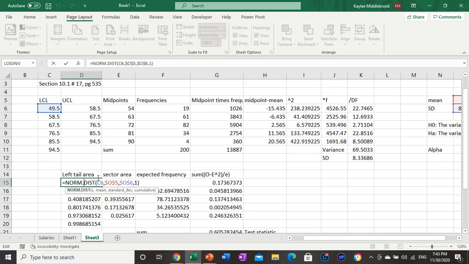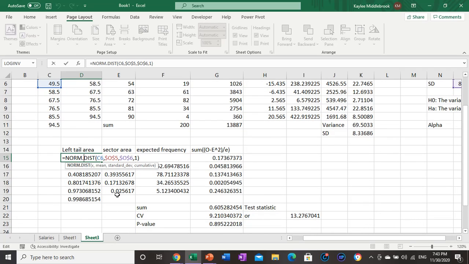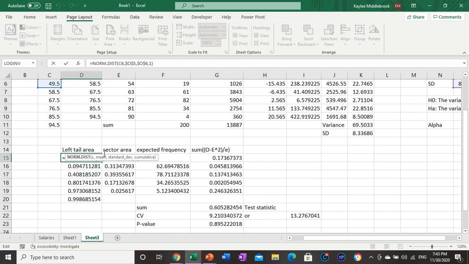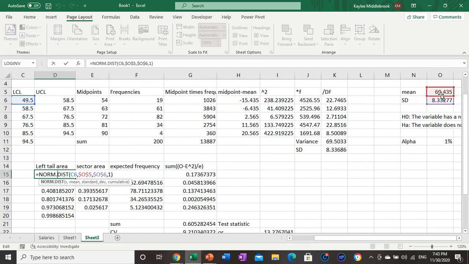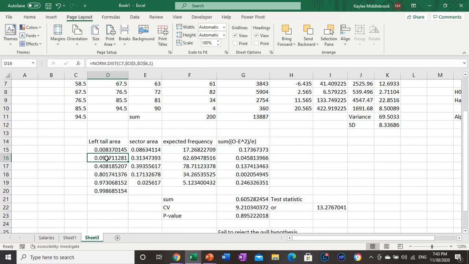So for our x, we're going to plug in our lower class limit, and then if you see, I went up another lower class limit. So then the area underneath each little sliver would be able to compute, so I'll show you that next. So with that, you insert your x, which is your lower class limit, your mean, which is right over here, and then your standard deviation, and then whether or not it's cumulative, I put yes for cumulative. Okay, and then I repeat that with every class limit.